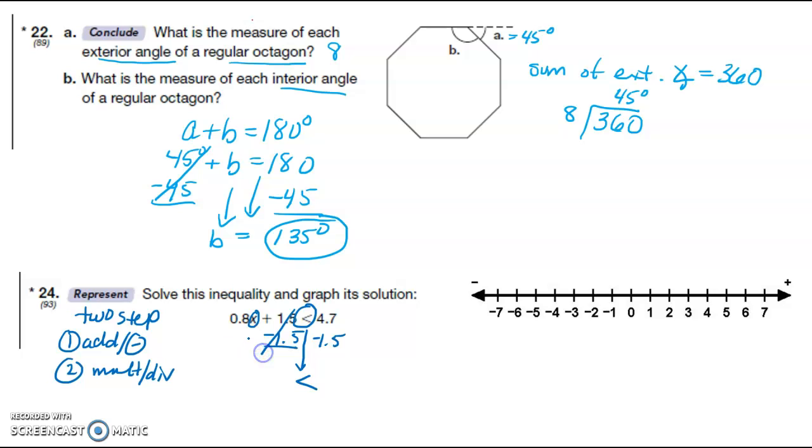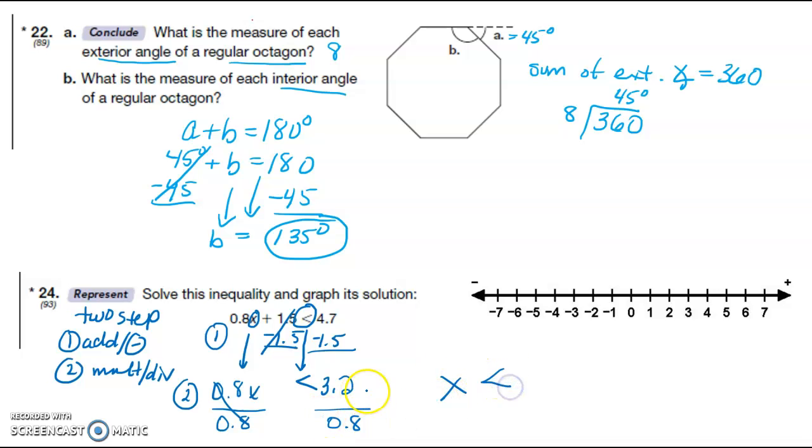1.5 minus 1.5 is 0, and so my 0.8x is going to come down. This is my step 1 here. 4.7 minus 1.5 is 3.2. And then my step 2 is either multiply or divide. Here I'm going to divide to get rid of the 0.8. And I divide here. So I get x is less than 3.2 divided by 0.8 is 4.